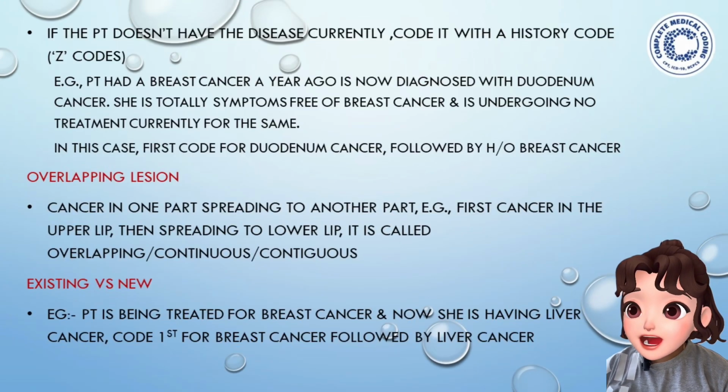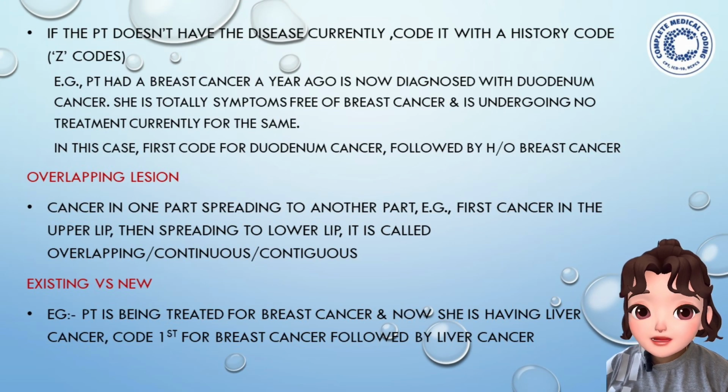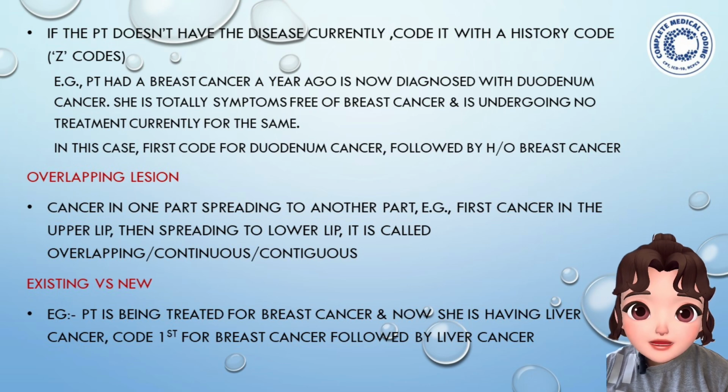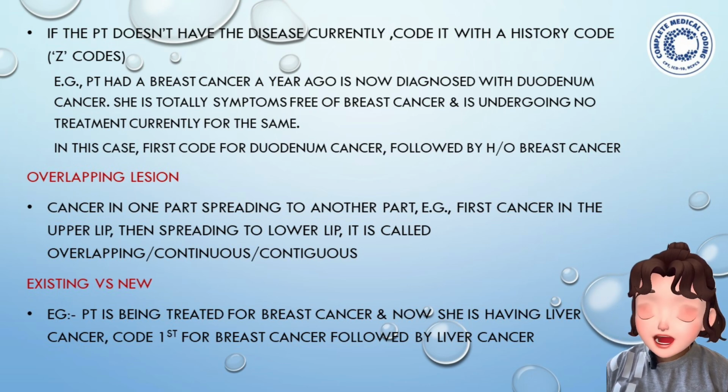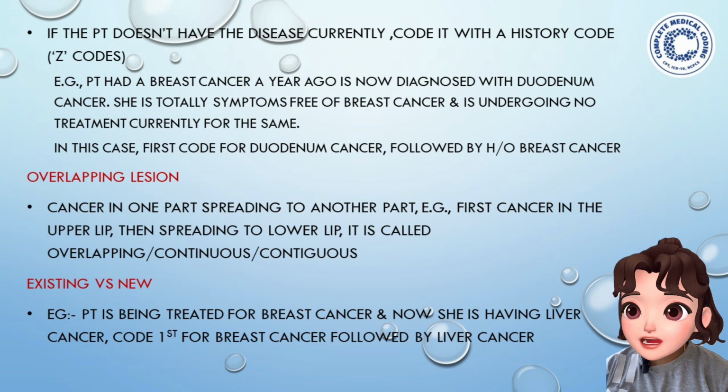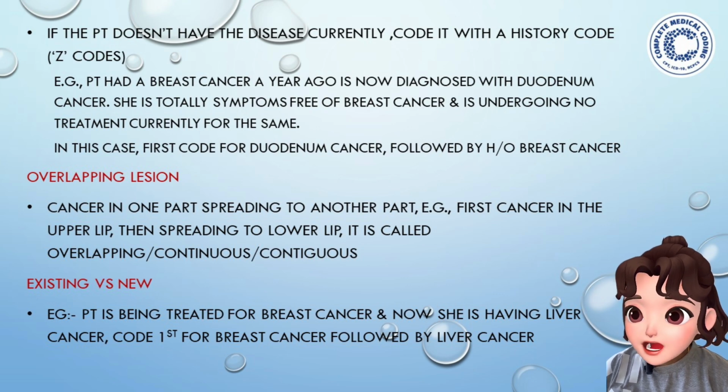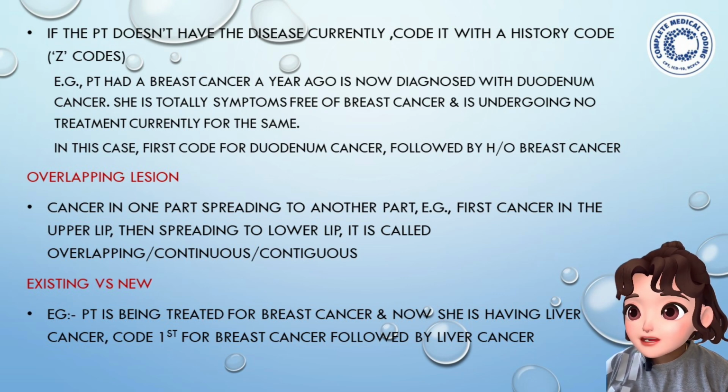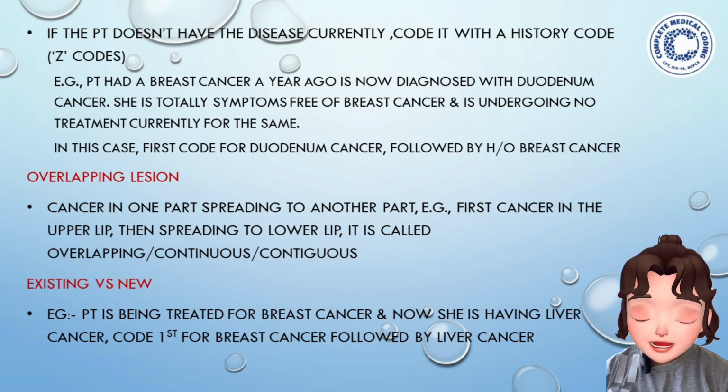If the patient doesn't have the disease currently, code it with a history code. All Z codes are history codes. So if the patient doesn't have any symptoms or any disease currently, but there was a history, you should code it with Z codes, not C codes. For example, the patient had breast cancer a year ago and is now diagnosed with duodenum cancer.